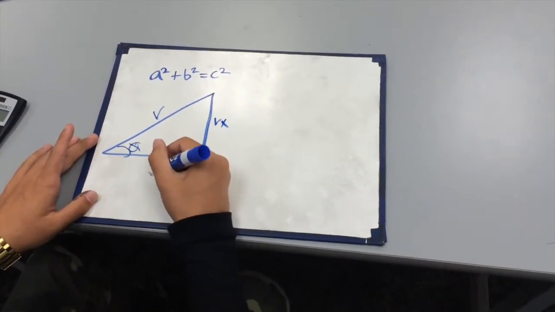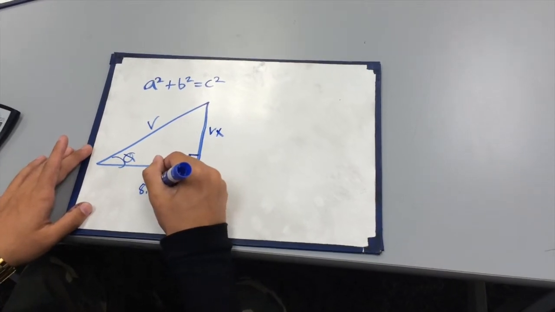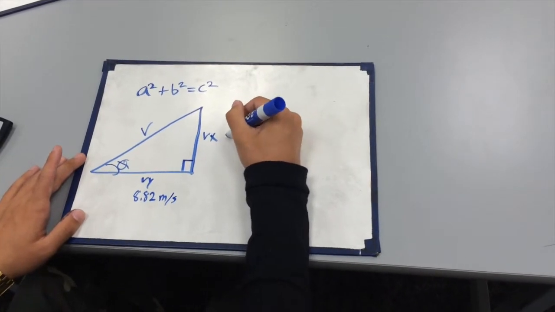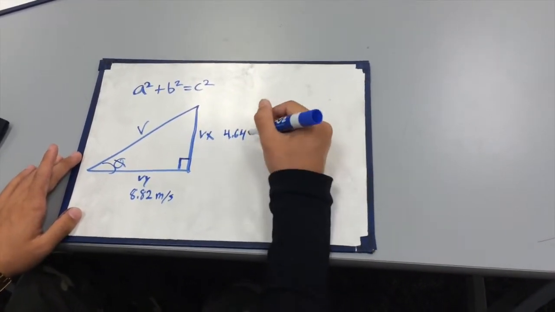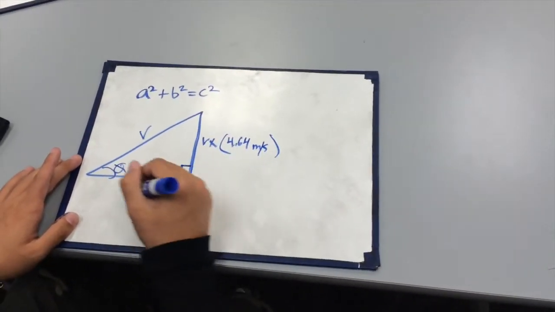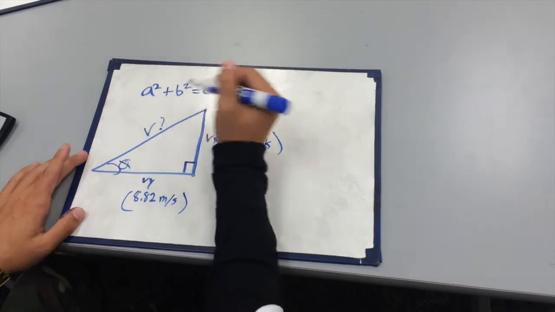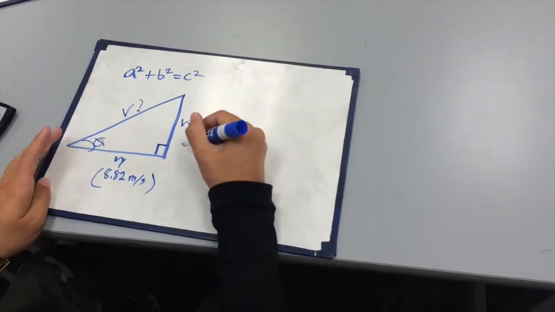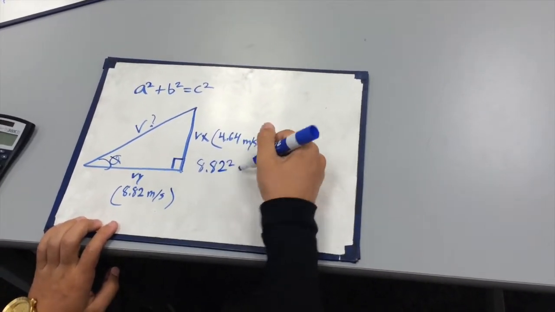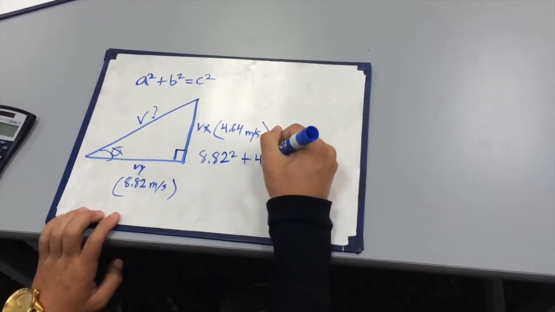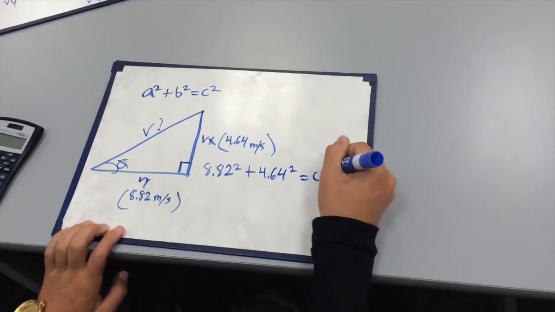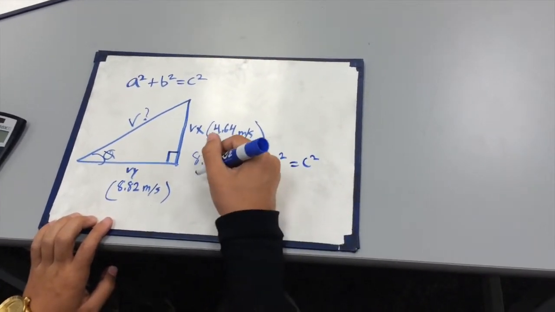Our numbers for those are 8.82 meters per second and 4.64 meters per second. Those are the numbers that we have so far. Let's find this question mark right there. So let's do our math here on the side. 8.82 squared plus 4.64 squared will give me c squared, or the v velocity.